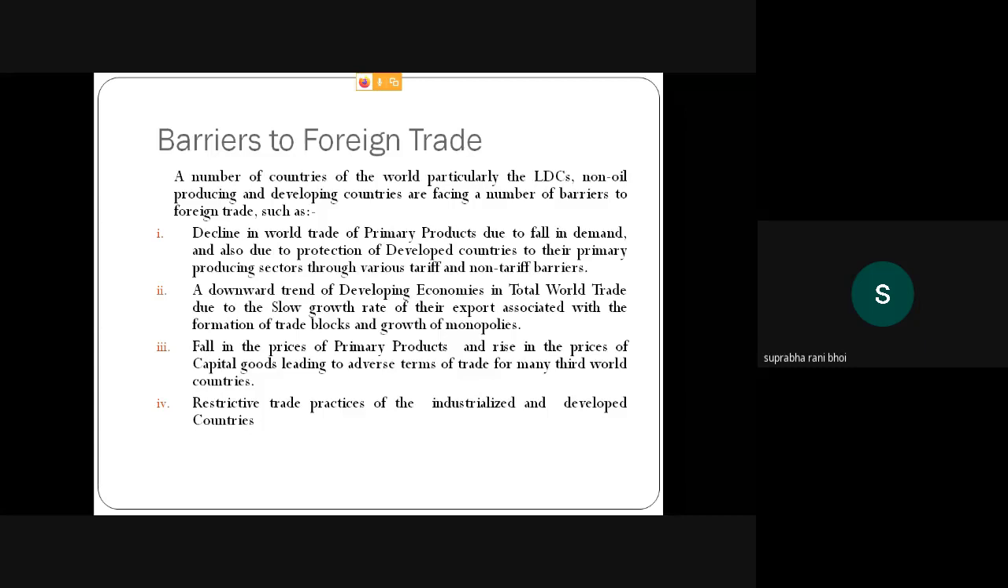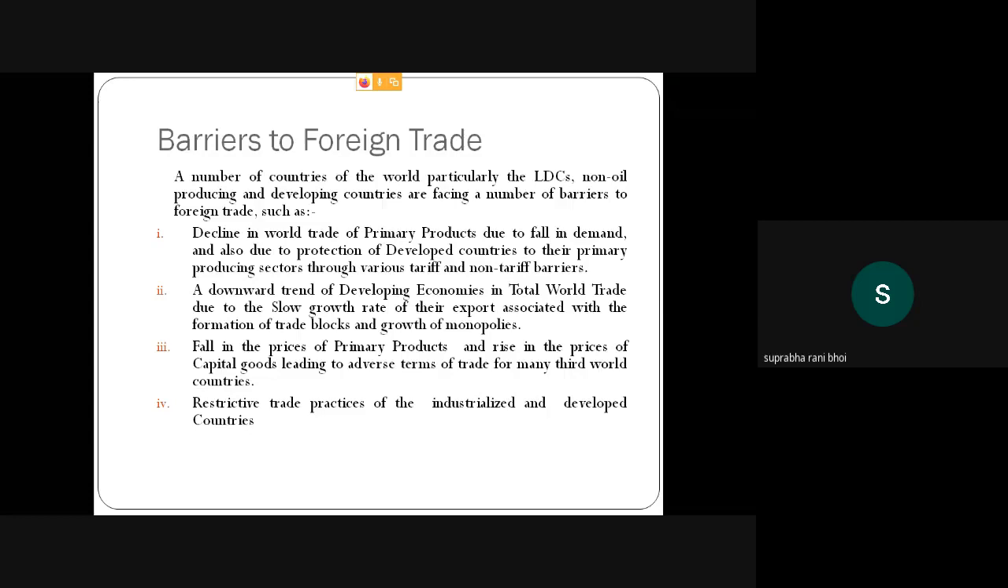I think all of you know what primary goods mean, but I will explain. Primary products means agricultural related products or allied products. The UDCs or less developed countries are producing this type of product, whose price is very low. And generally, presently, there is a fall in the demand for primary products. So the LDCs and developing countries are not able to reap the benefits of foreign trade.